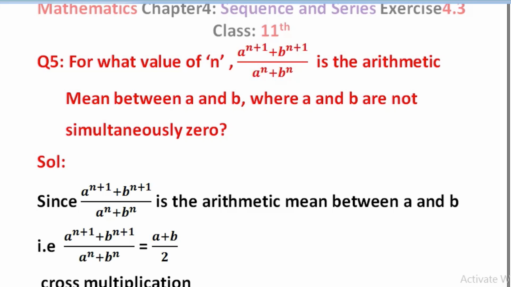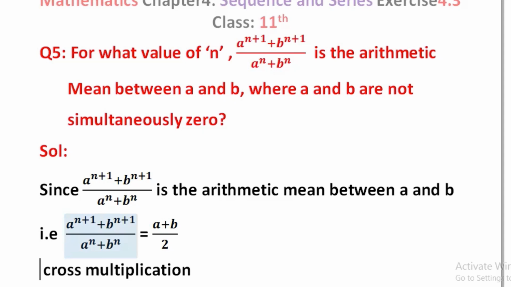So let's start. Since a power n plus 1 plus b power n plus 1 divided by a power n plus b power n is the arithmetic mean between a and b, that is a power n plus 1 plus b power n plus 1 divided by a power n plus b power n is equal to a plus b divided by 2. So the arithmetic mean between a and b is a plus b divided by 2.